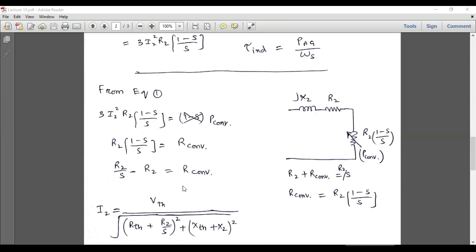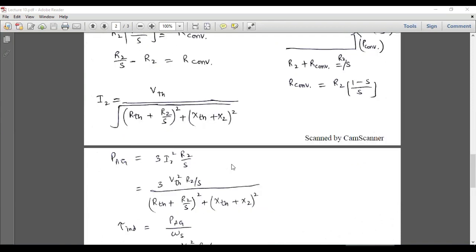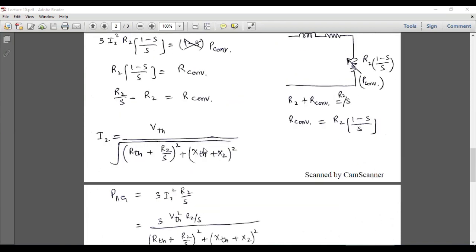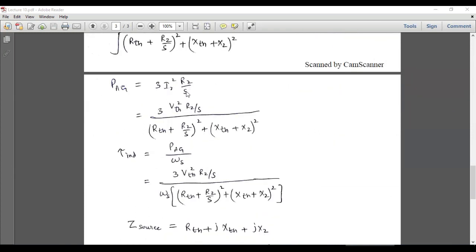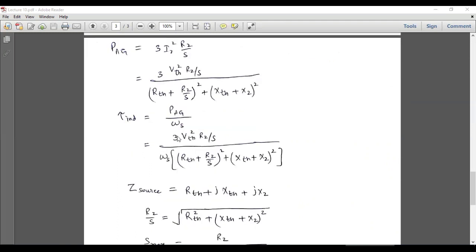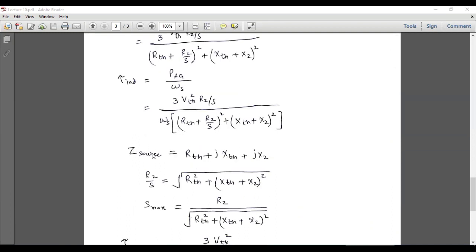So this is I2, which was derived in the previous slide, and it is reproduced over here. And air gap power is equal to this expression, and this can be represented by this equation if we substitute the value of this I2. And induced torque is equal to air gap power over omega s, and this is equal to this expression. Now the source impedance is equal to R Thevenin plus jX Thevenin plus jX2.